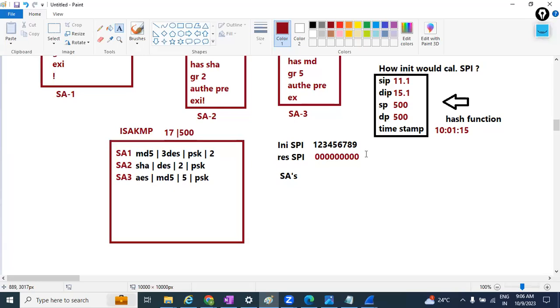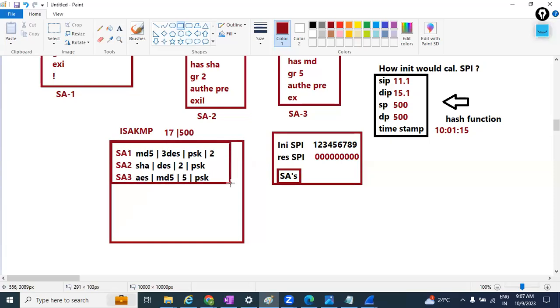Clear? So in the first message, we have discussed how many things? 3 things. One is the security association, and second is mainly the SPI. SPI has 2 things, initiator SPI and responder SPI, and the security association you have to configure manually, and we have configured that here. Clear? Along with that, we have the initiator SPI and the responder SPI.